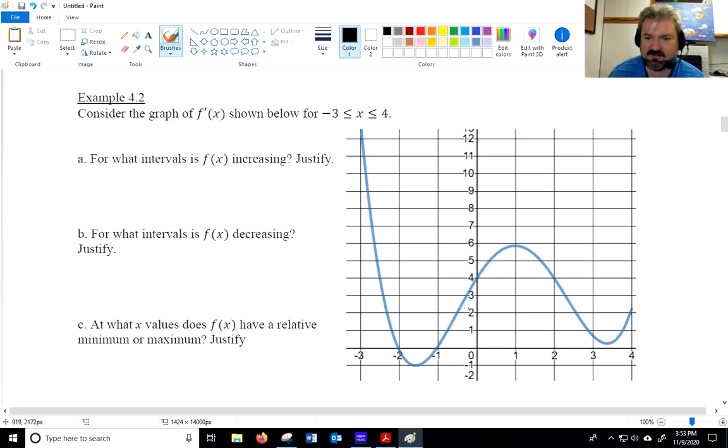Consider the graph of f prime. All right, so this is f prime. We need to be careful with that because we are now at a point where we can be shown a graph of f prime, or f double prime. We really need to be careful about which one.